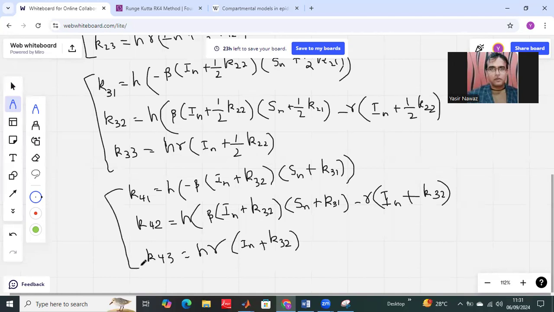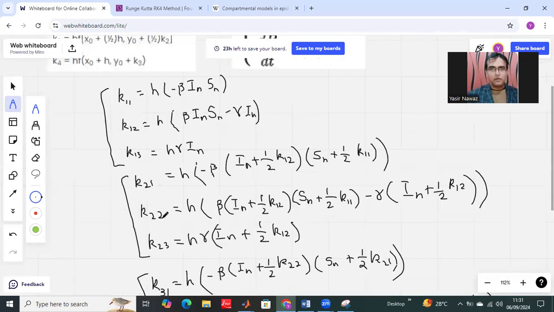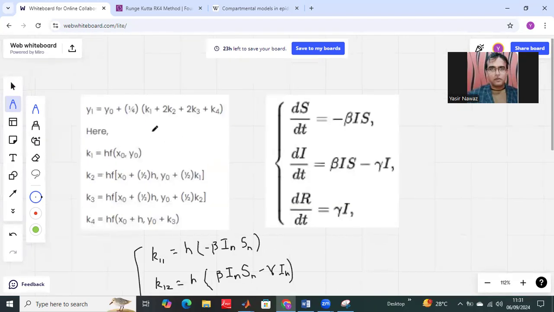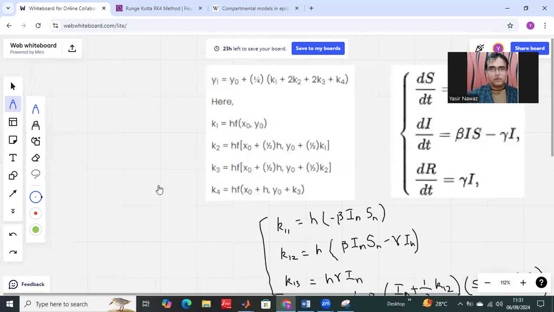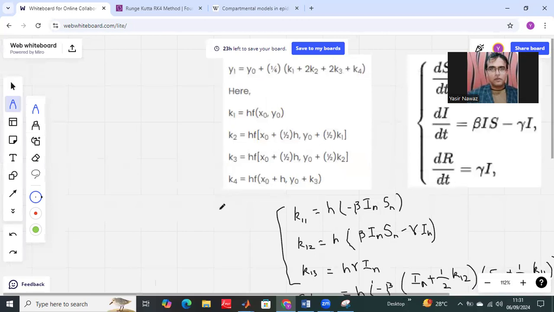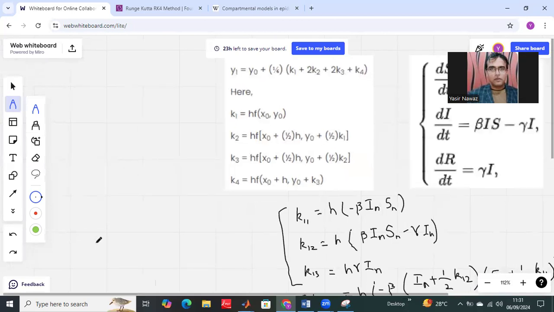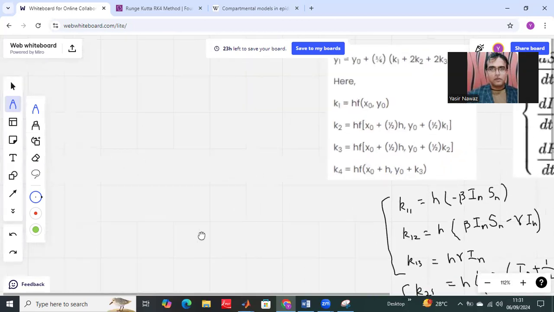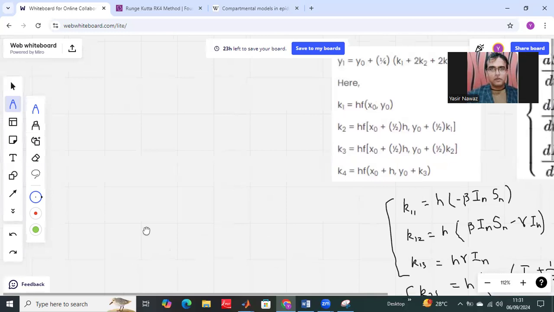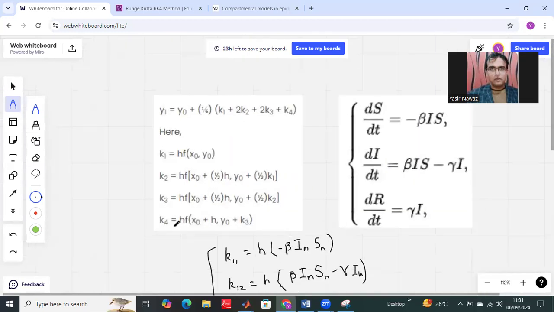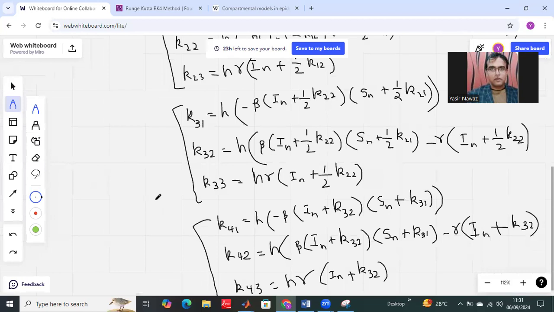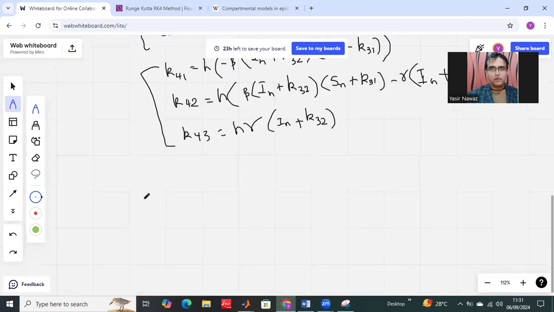So that's the fourth stage. No, I write this one. The final stage, the red can be written as Y. For the first equation, it would be 1 over 6 K1, Y1. Instead of Y1, I use Yn plus 1.